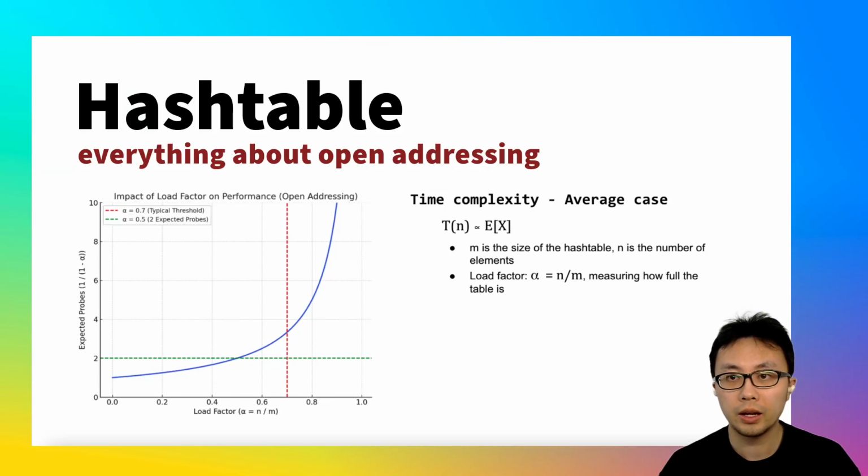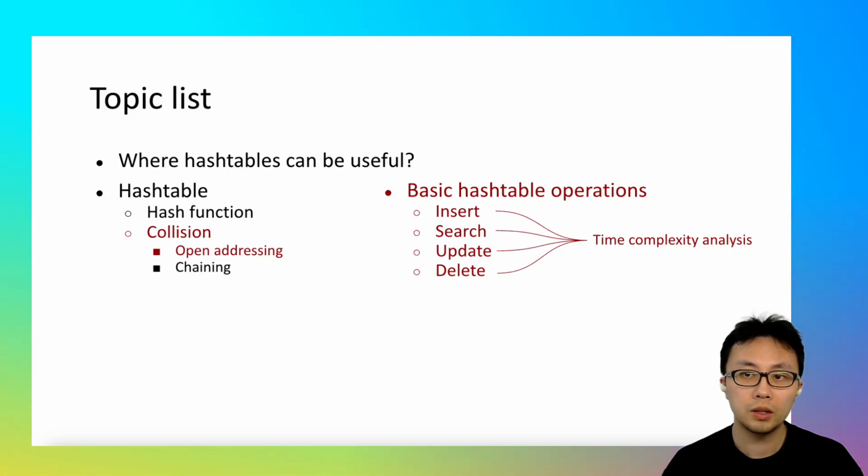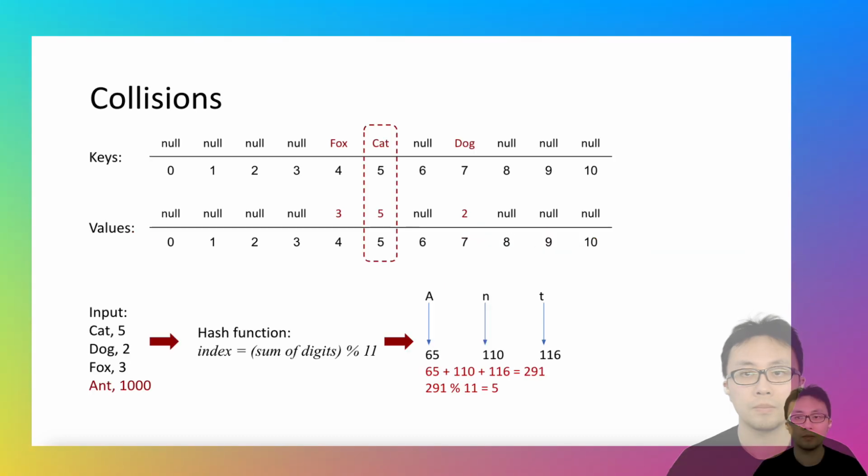This video is on Hashtable, its implementation, and the time complexity of its basic operations. Here's a roadmap of what we will cover. In this video, we will dive into one way to address the collision issues in storing data into a hash table, which is called open addressing, and we will use it to implement the basic hash table operations. After that, we will also cover the time complexity analysis of such basic operations.